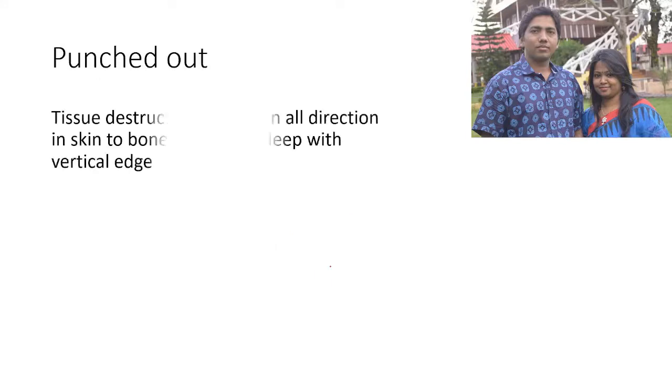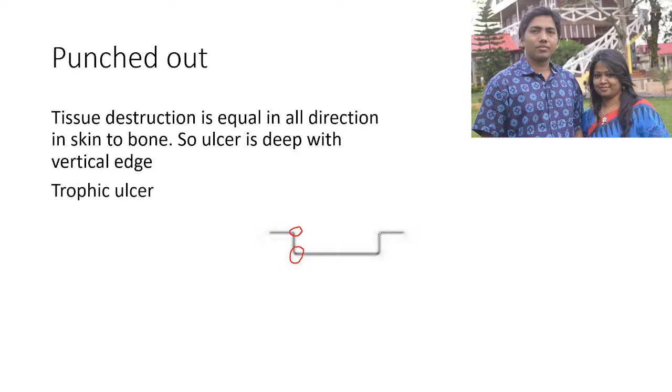Punched out ulcer. That means there is tissue destruction equal in all directions, from skin to bone. So there is the skin region, and that is the extension of the ulcer at a 90-degree angle. It is punched out, like you punch something out. There will be equal destruction, and it is found in a trophic ulcer.